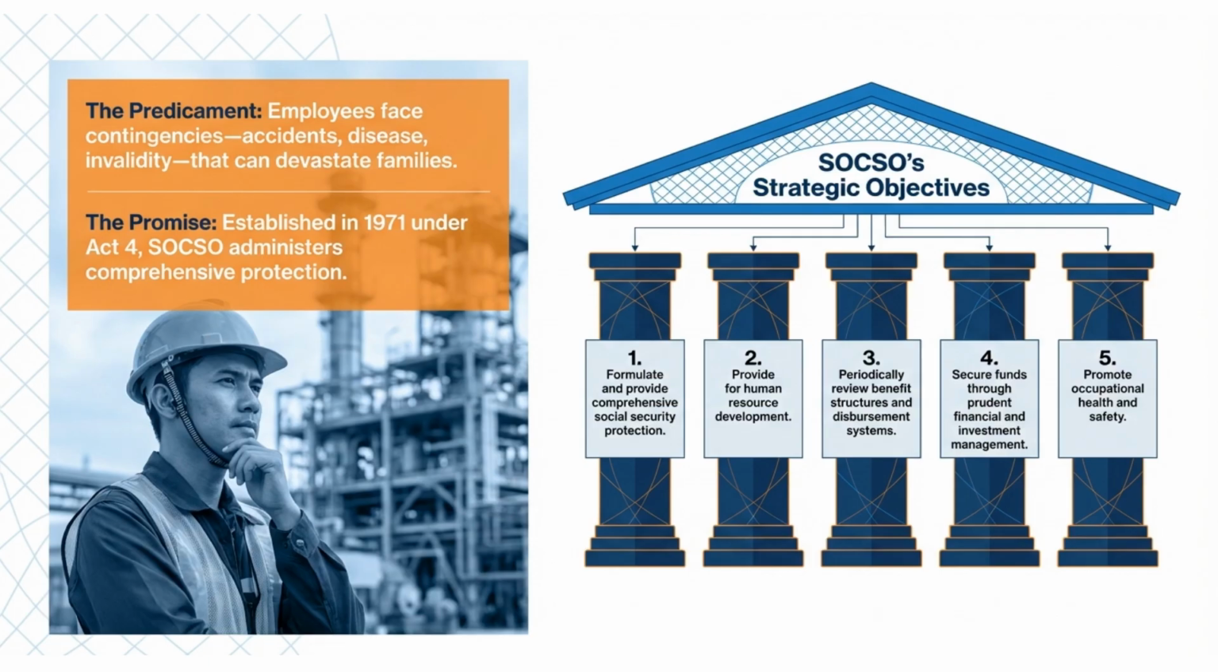SOCSO's main objective is to formulate and provide comprehensive Social Security protection for Malaysian employees and to promote occupational health and safety. The 5 strategic pillars that support this mission are: providing for human resource development, periodically reviewing the benefit structure, reviewing the benefit disbursement system, securing and strengthening the SOCSO fund through prudent financial and investment management, and promoting occupational health and safety among workers and employers.